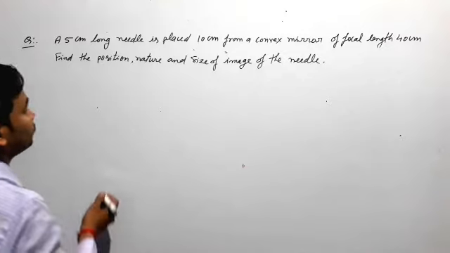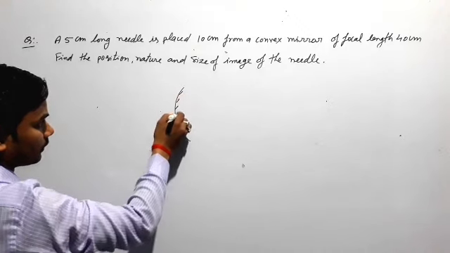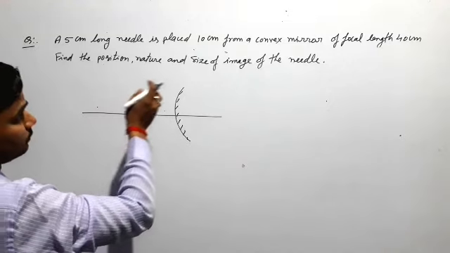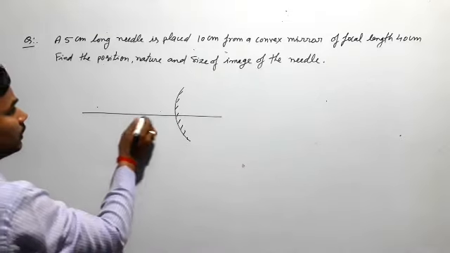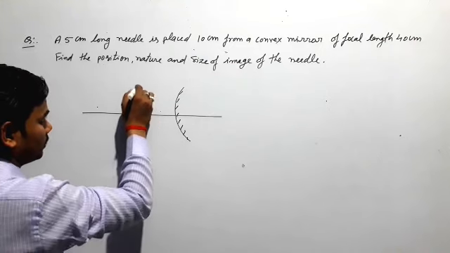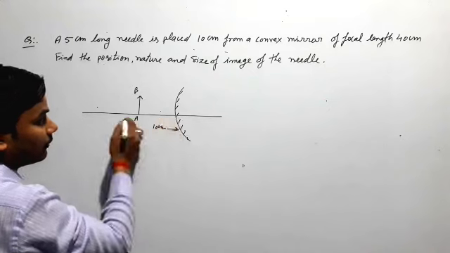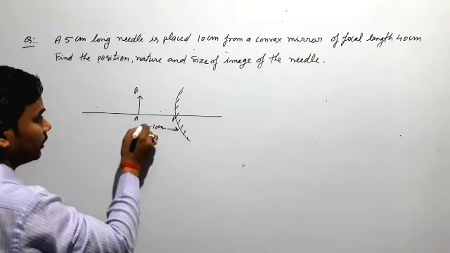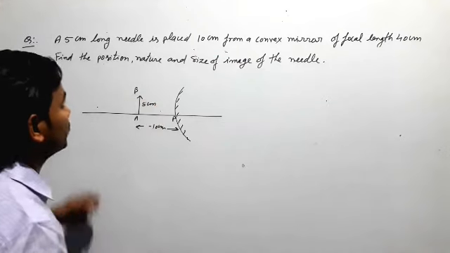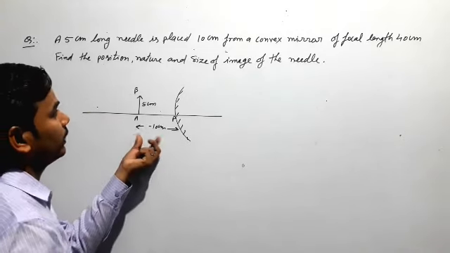Okay, so in this question there is a convex mirror, and the object is placed 10 cm from the mirror. This is object and this is 10 cm and it is left side from the pole, so this will be negative. Okay, and the size of object is 5 cm long, means needle is 5 cm long and object is placed left side from the mirror, so this will be negative.